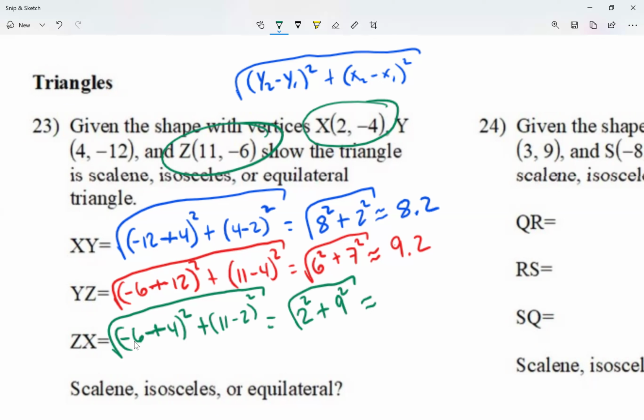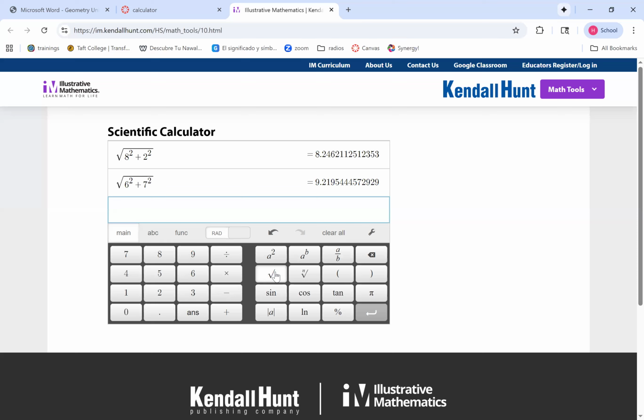Let me grab my calculator here. Let me show you guys my calculator. So square root of, what were my numbers? 2 squared plus 9 squared. Okay.